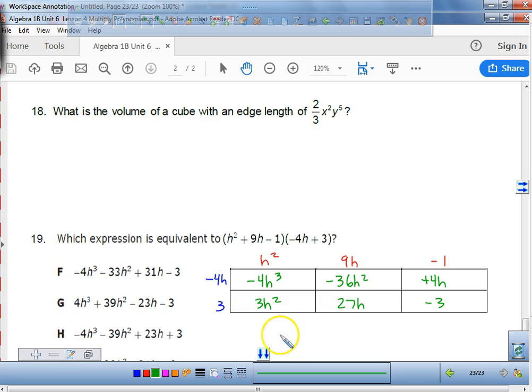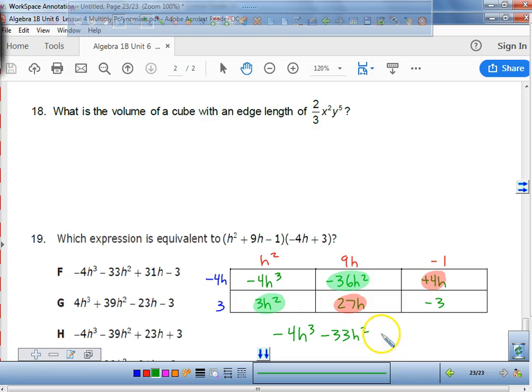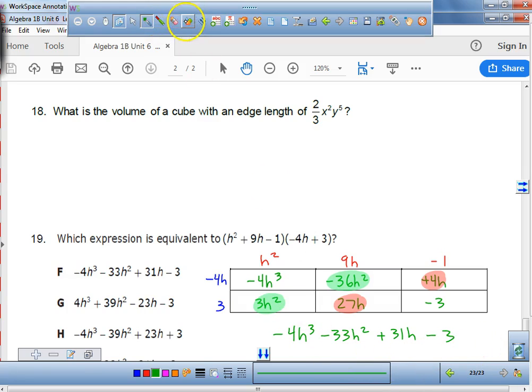So right now we're going to lead out with negative 4h cubed. We have to add those together, so that's negative 33h squared. I'm highlighting the things that are like terms. See those are like terms? And these right here are also like terms, so I have to add those together to get a total of plus 31h, and then we have a minus 3. All right? So what would be the final answer for this particular question?